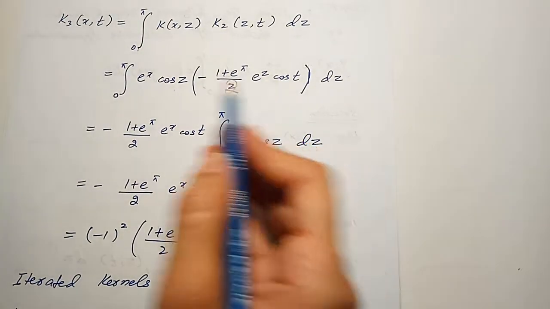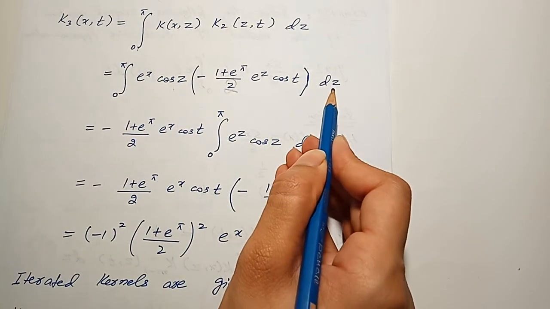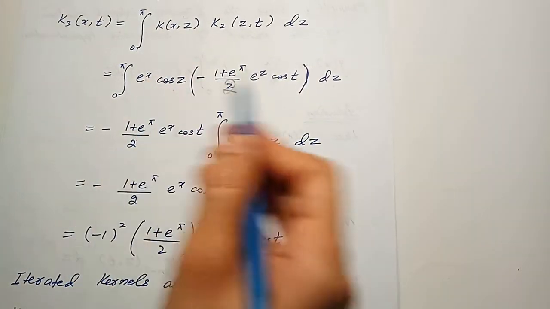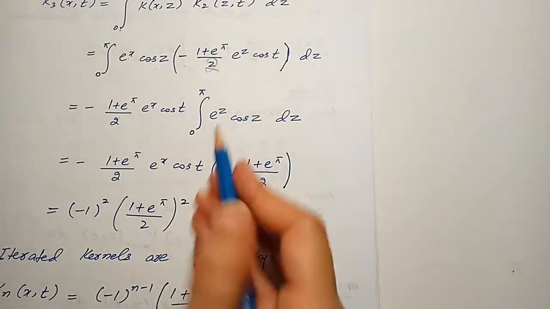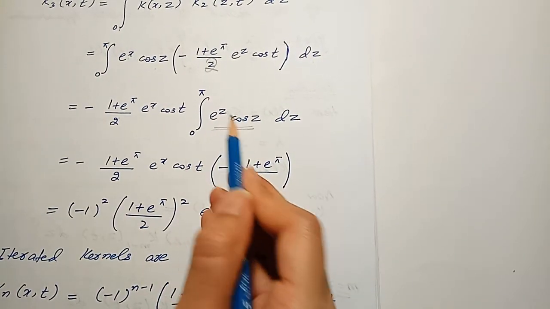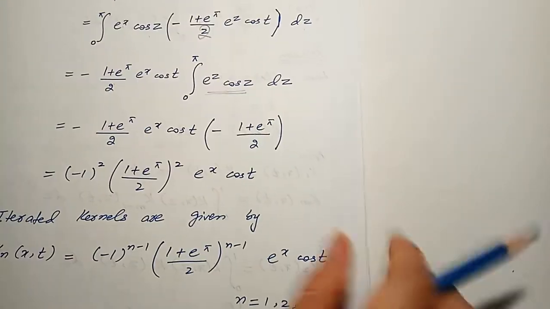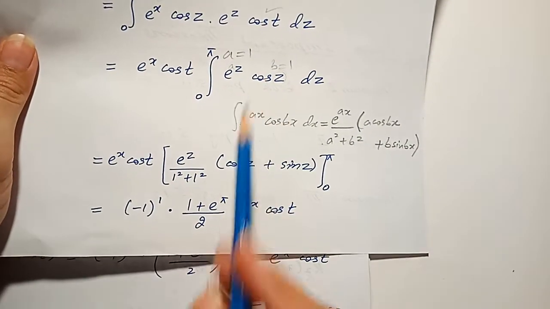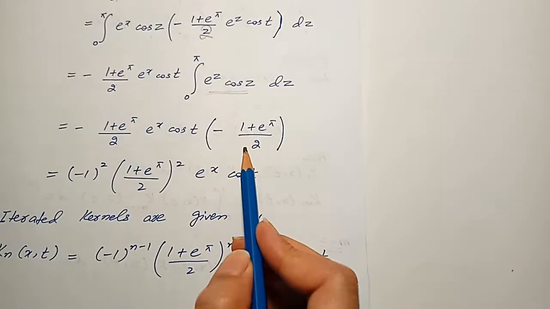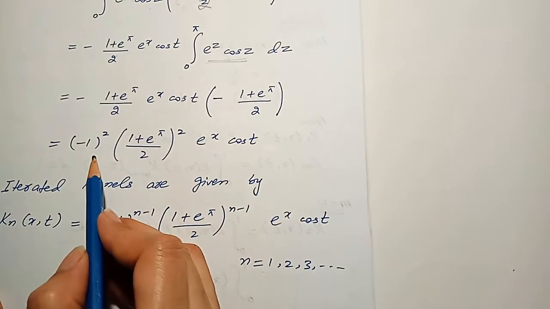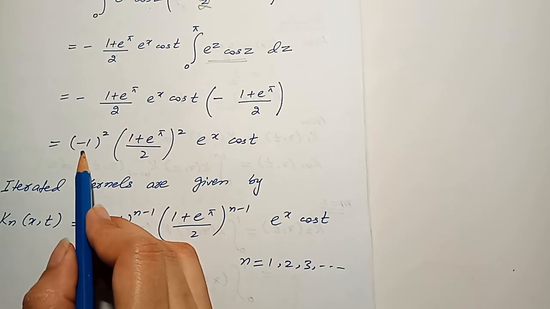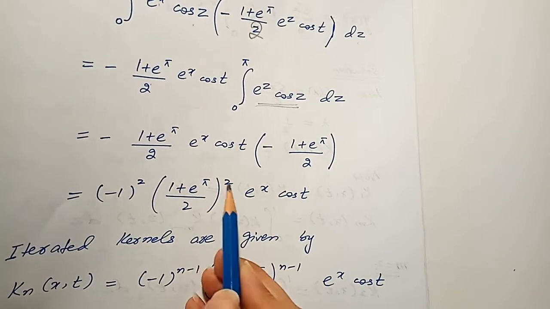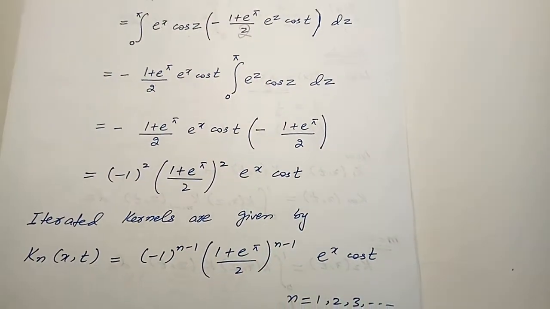You know that integration is with respect to z. So move the constants out, and e^x and cos t outside. Now again you got the same integral, e^z cos z. So I have used its final value here, and after using its value you can see that we got this answer: (-1)^2 times ((1 plus e^pi) over 2) whole squared, times e^x cos t.